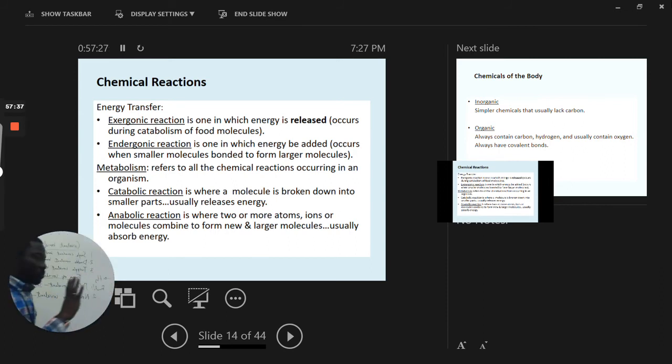Let me clean this up so that you can see the PowerPoint well. I'll be doing less writing now since I've finished those chemistry details.